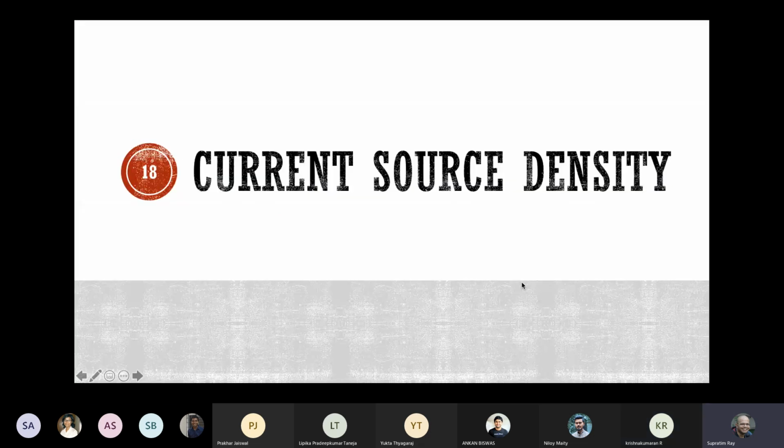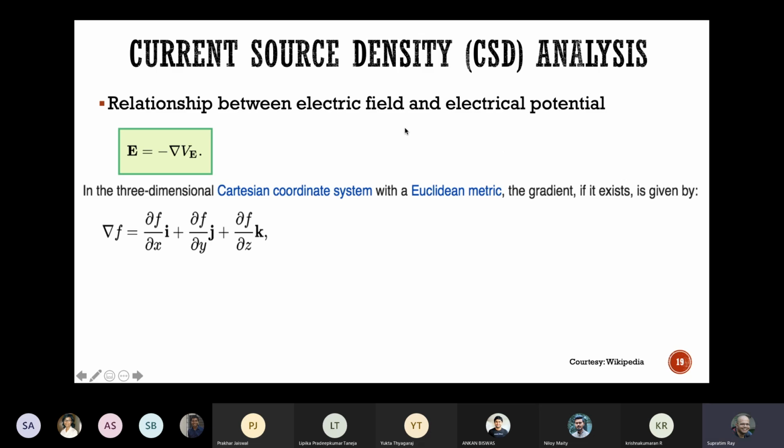So, a quick recap. In the previous class, we had talked about current source density, which is a way for us to go from voltage measurements, which is what we get when we record EEG, to an estimation of where the charges are, which led to that voltage distribution. Okay, so given voltage, how to get charge? So the trick is as follows.